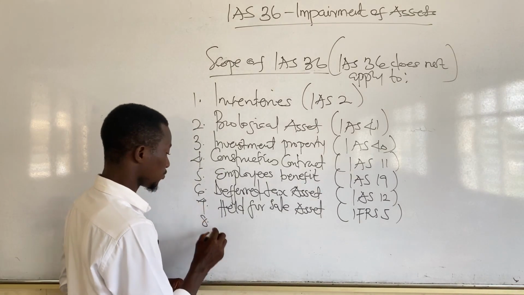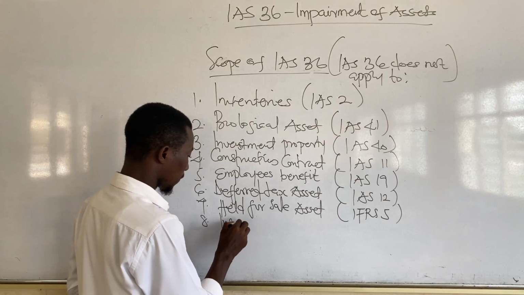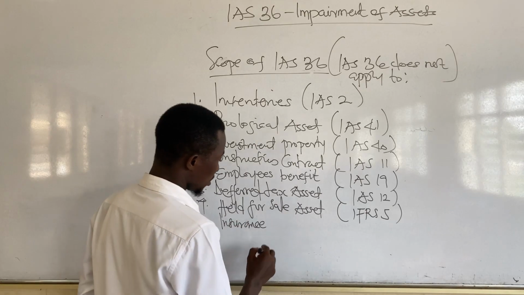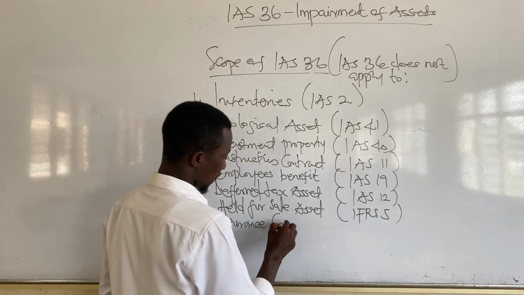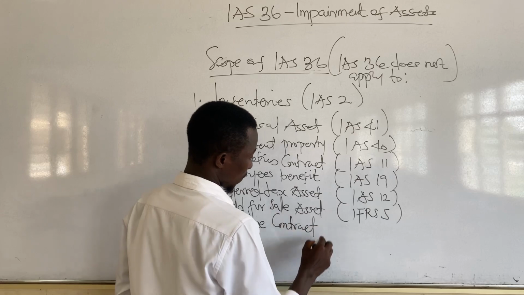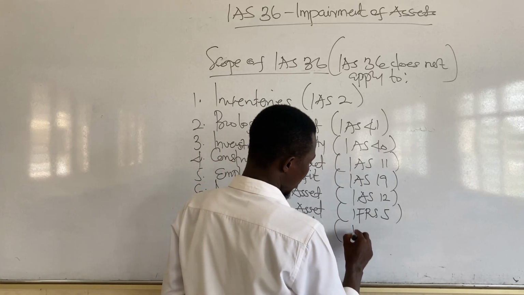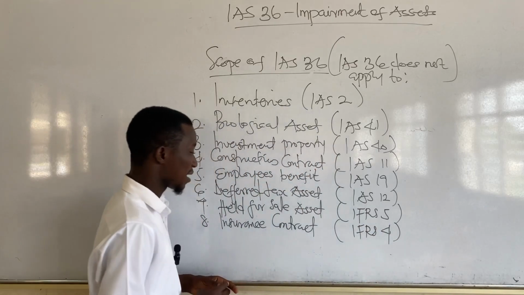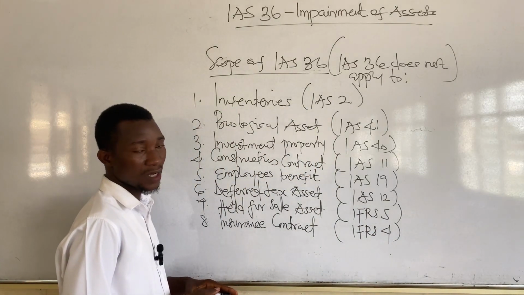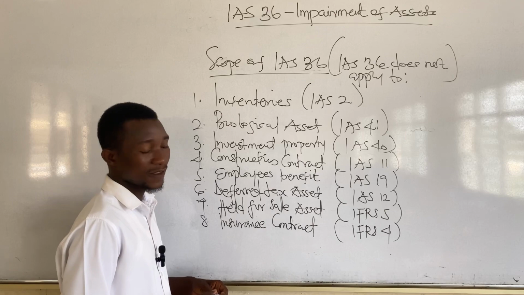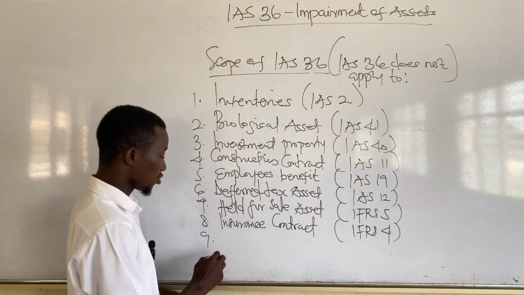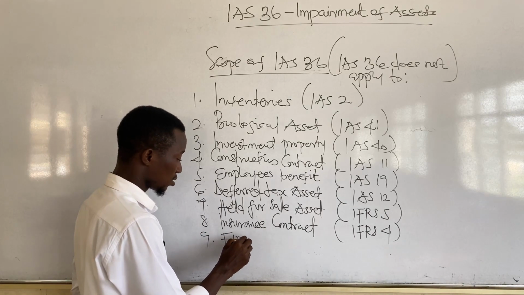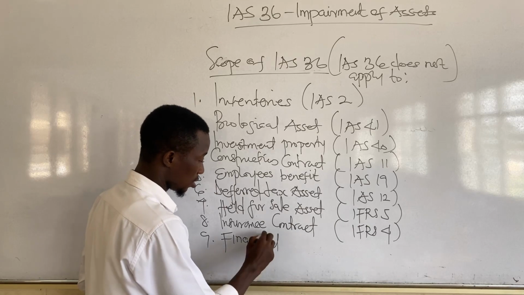Okay, so insurance contract, that is IFRS 4. So an asset arising from insurance contracts, we can't test for impairment either. And I can also talk about financial instruments.